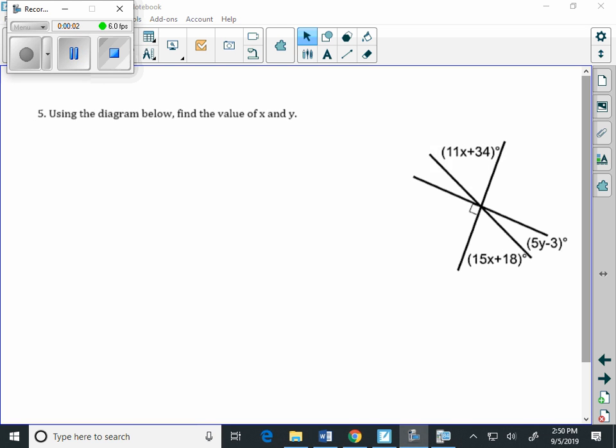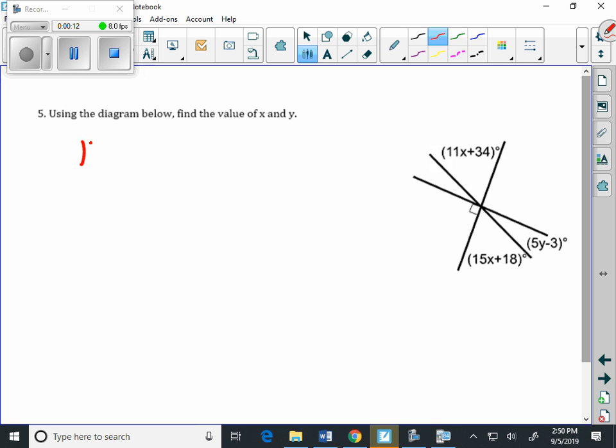In the diagram below, find the value of x and y. The first thing to notice is that 11x plus 34, that particular angle, which is right here, is vertical to this angle right here, and that angle right there has a value of 15x plus 18. Once we can get this set up, notice how we're recognizing the different angles so we can solve.